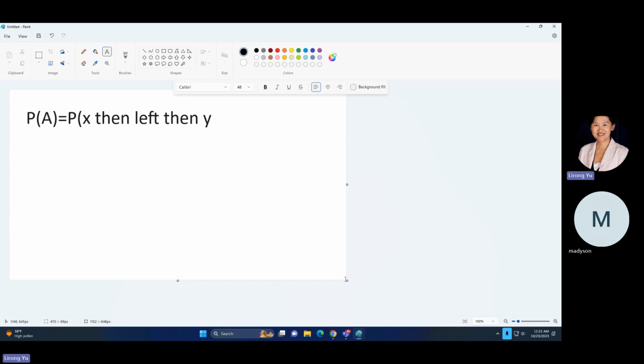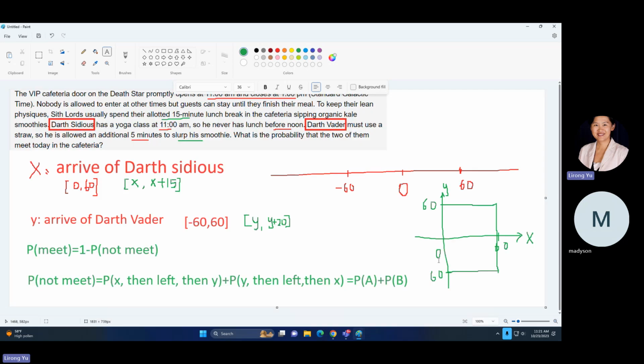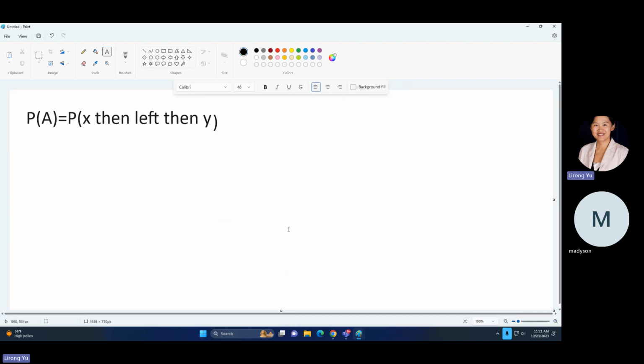All right. We already have the appropriate boundary. X was the one that gets to stay. X is the one within 0 to 60. So it can arrive starting from 0, but you have to allow X to finish eating and then leave. Since X stays 15 minutes, the arrival time has to be between 0 and 45. So you have to allow X to finish eating.